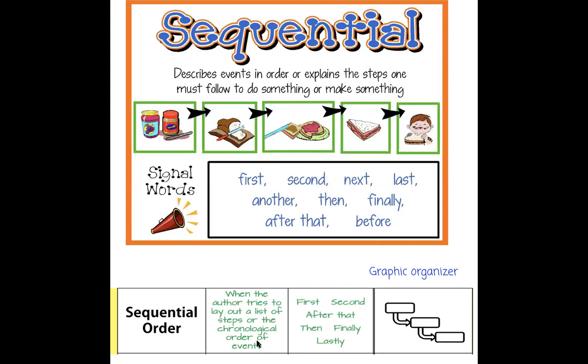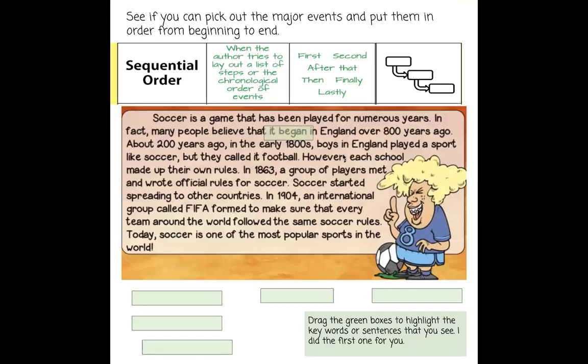It's in order. Our graphic organizer here kind of shows us this idea of connecting events with arrows. So first this one, it came to this, and then to this, and the arrows kind of keep us in order. Today you're going to have to pick out some major events and put them in order from beginning to end. I found a paragraph on soccer, and I will tell you your clue words aren't quite so obvious. They're a little bit more hidden.